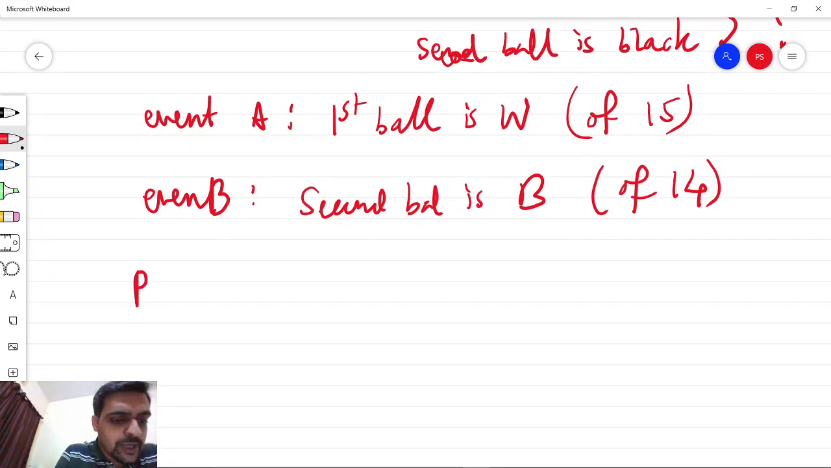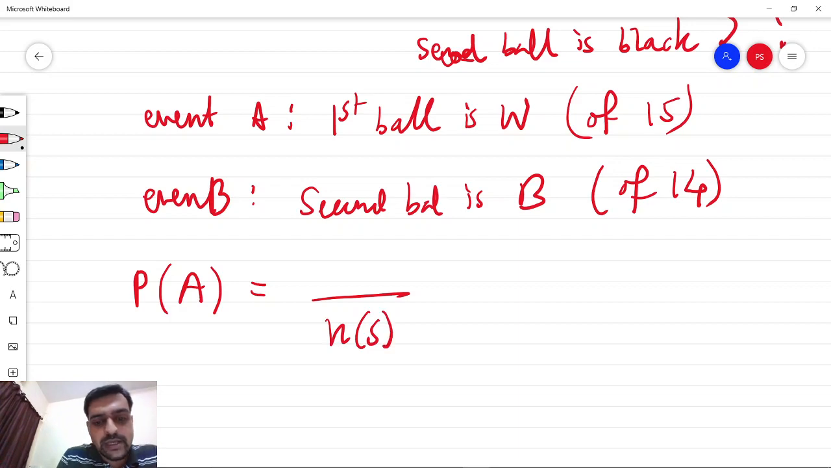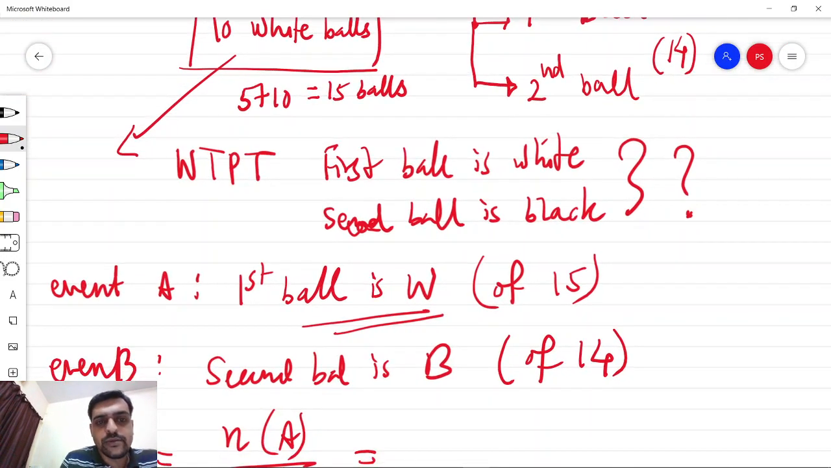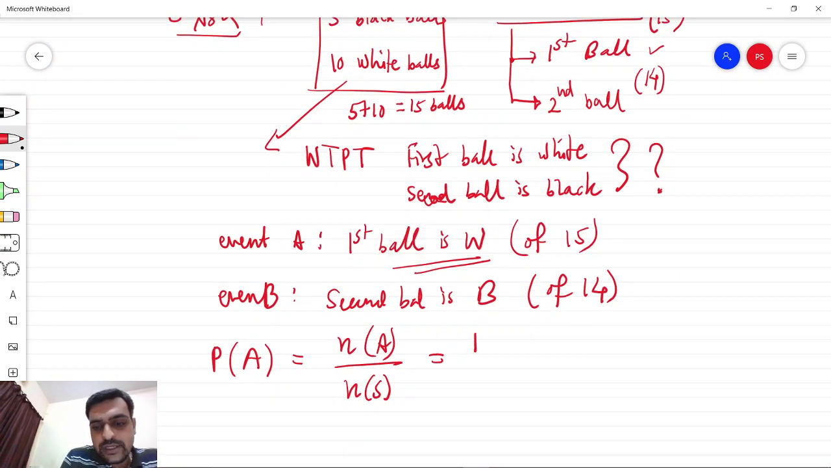So clearly P of A is going to be the number of white balls present in the box over the size of the sample space. Since there are 10 white balls, it is 10 divided by 15. This is the probability of getting a white ball out of the 15 total balls present inside the box.